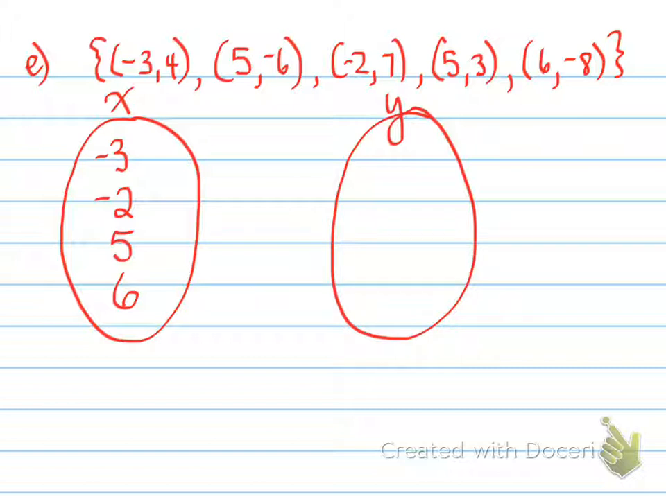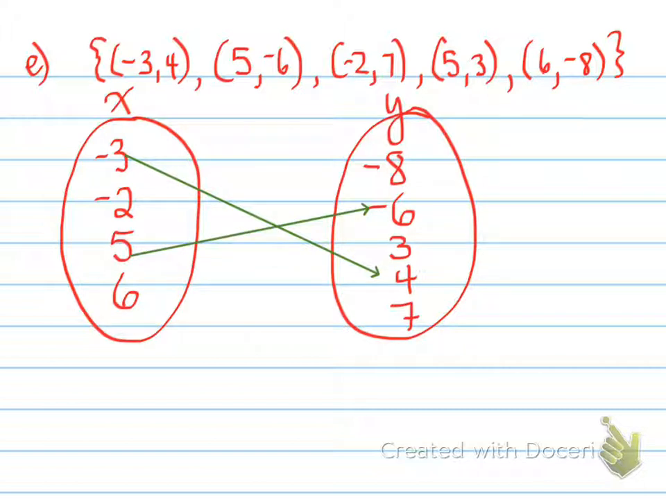Now the y values, again, we use the same rules. Write the numbers in order from lowest to highest, not repeating. So we have -8, -6, 3, 4, and 7. All right? And we map -3 to 4, 5 to -6, -2 to 7, 5 to 3, and 6 to -8. And so this, folks, is what the mapping diagram would look like.